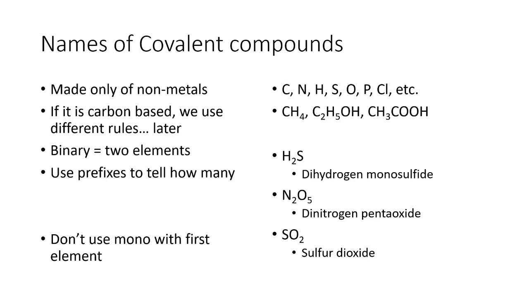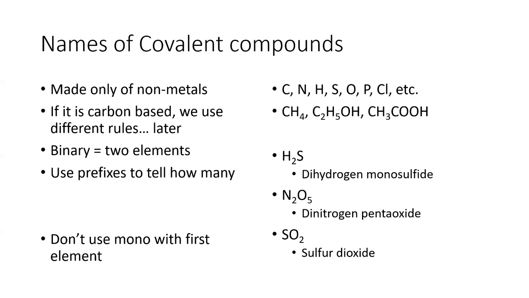There's one other rule that I didn't write out here. What am I doing to the second element? First element, I'm just using the name that's on the periodic table. What do I do to the second element? Yeah, you add ide, and actually you change the ending. So we don't say oxygenide, we say oxide. We don't say nitrogenide, we say nitride, chloride. So you take off the last part and we say ide.